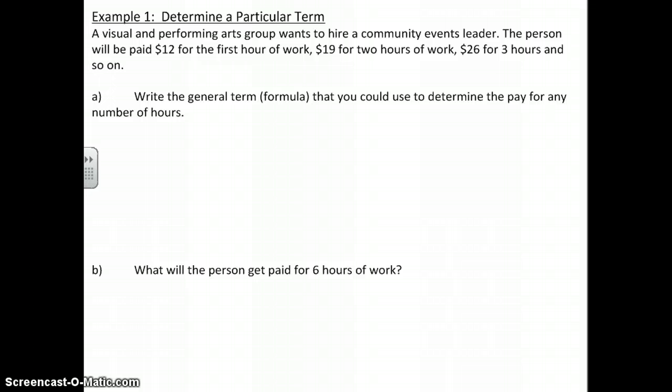To do this, we're going to be using the general formula for an arithmetic sequence: Tn equals T1 plus n minus 1 times d. So what we want to do is identify what we know here. I like doing this because it reminds me of a physics problem.